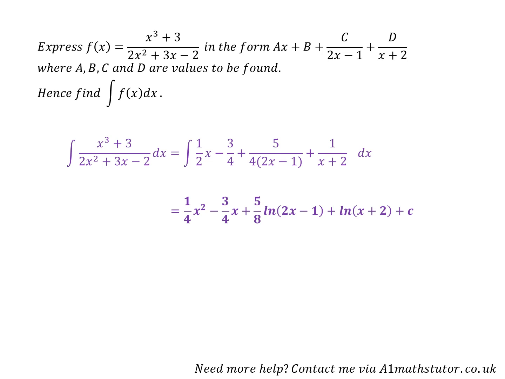So there we are. Half x integrates to a quarter x squared. Minus 3/4 goes to minus 3/4 x. 5 over 4 times 2x minus 1, that's what we just did. And then ln of x plus 2, not forgetting the plus c. So there we are. Hope you managed to do most of that, or if not, then follow what I've just done.